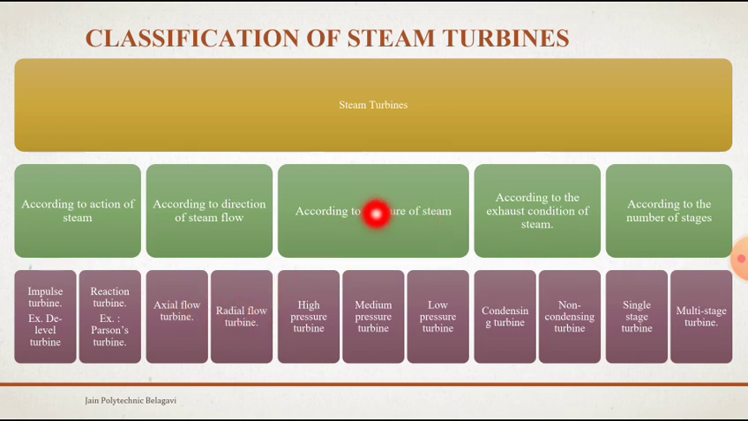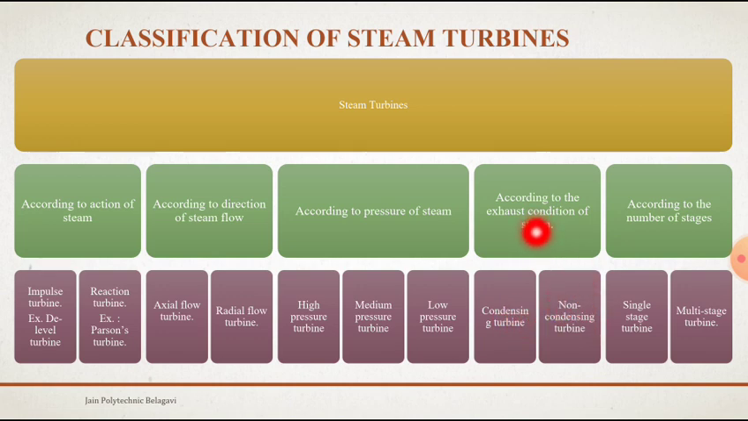According to the pressure of steam, whether the pressure is high, medium or low, different types of steam turbines are used. If the pressure is high, we use high pressure turbines. If the pressure of the steam is medium, we use medium pressure turbine, and if the pressure of the steam is low, we use low pressure turbine. According to the exhaust condition of the steam, there are condensing turbine and non-condensing turbine.